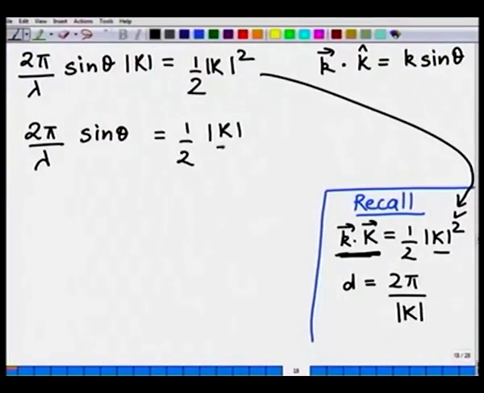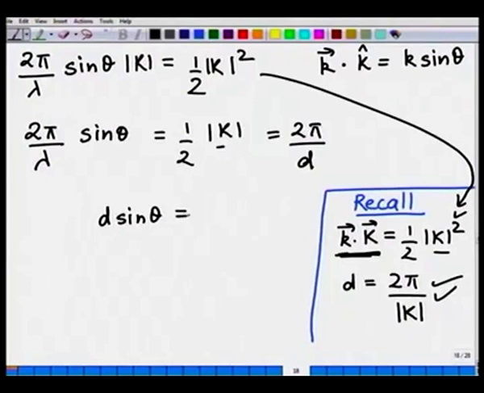What is the K magnitude? That comes from this equation right here. I can write it as 2 pi by the d spacing. That leads to d sin theta equal to lambda, which of course we write as d sin theta equal to n lambda, n being the order of reflection. So that you can see.